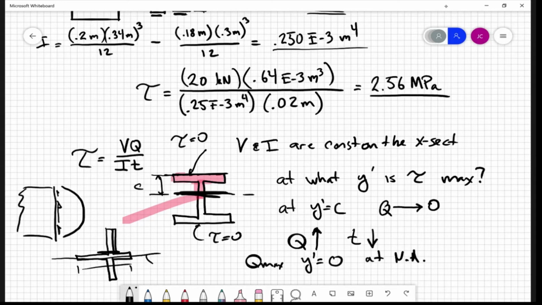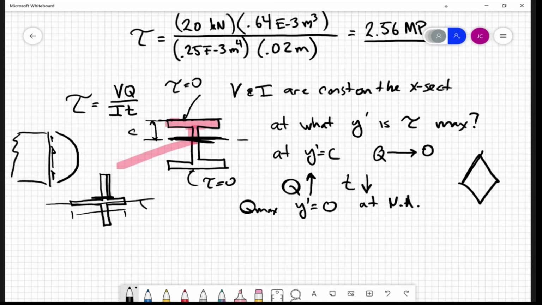So in general, it is at the neutral axis that is the max shear. At the neutral axis, you're going to get the max value for Q. So unless you have something weird, like a weird pear-shaped thing, you're going to get the maximum shear stress at the neutral axis. All right. So you could redo this problem and just figure out Q for this area here. And that's the only thing that would change.